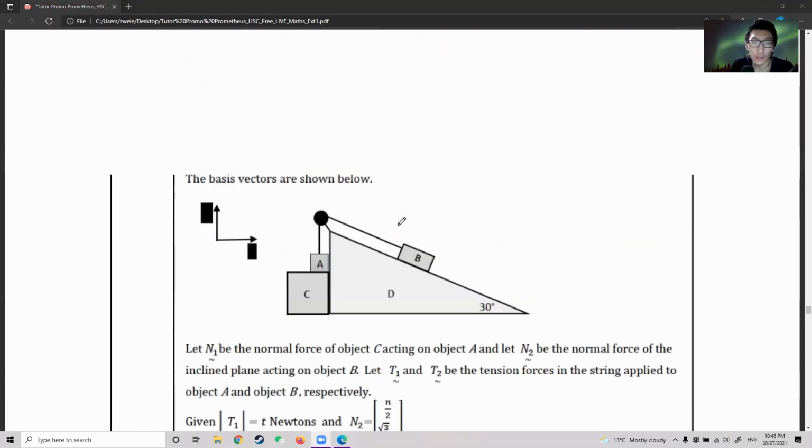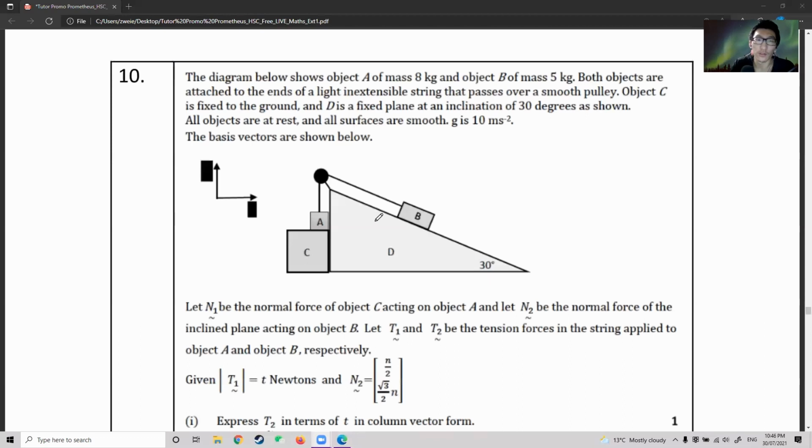So over here, the question is a bit long, but let's read it together. The diagram below shows an object A of mass 8 kilograms and object B of mass 5 kilograms. Both objects are attached to the ends of a light extensible string that passes over a smooth pulley. Object C is fixed to the ground and D is a fixed plane at an inclination of 30 degrees as shown. All objects are at rest and all surface areas are smooth.